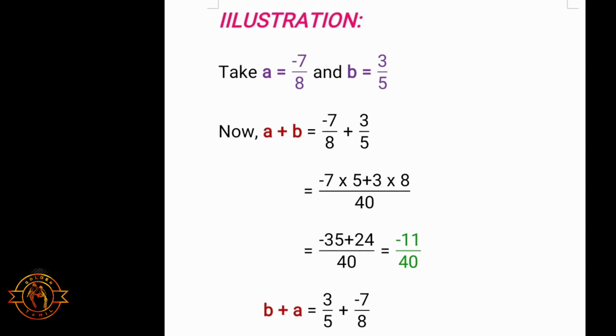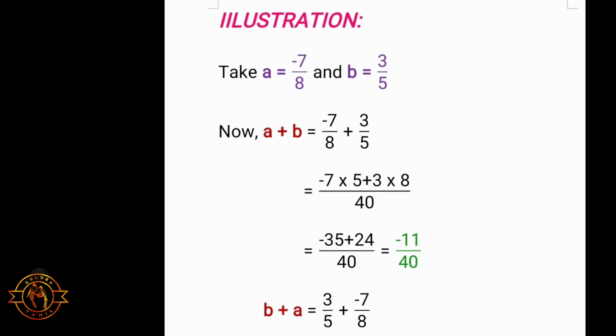Now, A plus B is equal to minus 7 by 8 plus 3 by 5. There are different denominators, so we have to take LCM. The LCM for 8 and 5 is 40. So we multiply minus 7 by 8 with 5 by 5 and 3 by 5 with 8 by 8, so that we get minus 7 into 5 plus 3 into 8 divided by 40. What is minus 7 into 5? Yes, it is minus 35. What is 3 into 8? Yes, it is 24. So minus 35 plus 24 divided by 40.